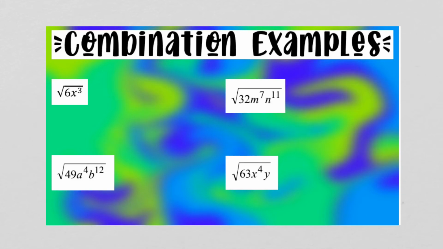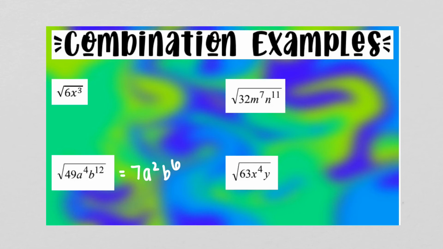So now for these last two examples, I am going to do this the shorthand way. I know that the square root of 49 is 7, so nothing is going to go inside the square root for 49. Now, a to the 4th, 4 is even, so the square root of that is just a squared. And b to the 12th, 12 is even, so I divide that by 2, and I get b to the 6th. So the square root of 49 a to the 4th b to the 12th is 7a squared b to the 6th.